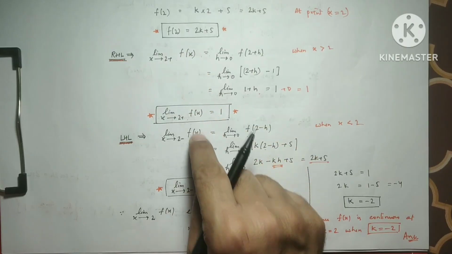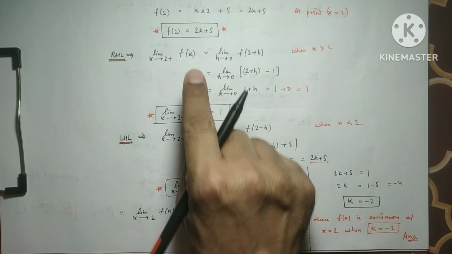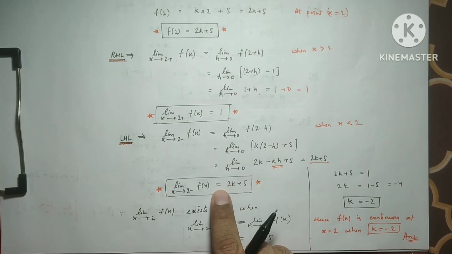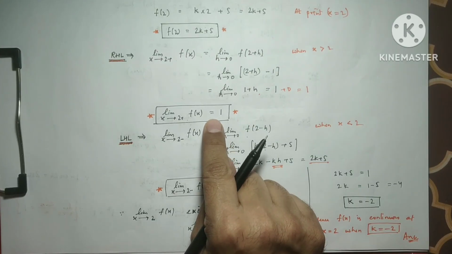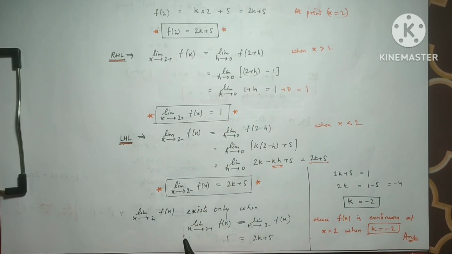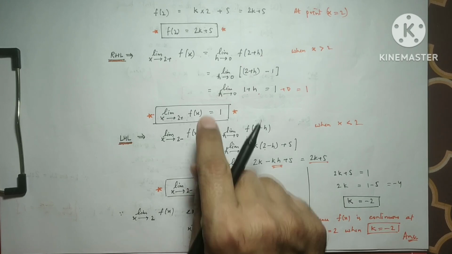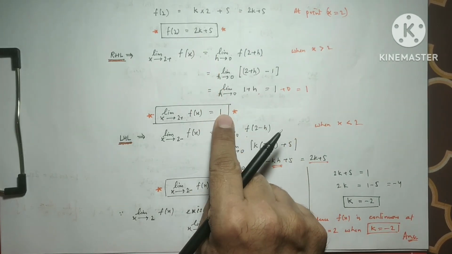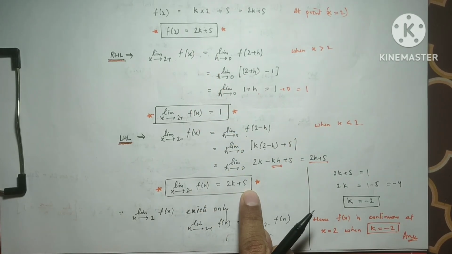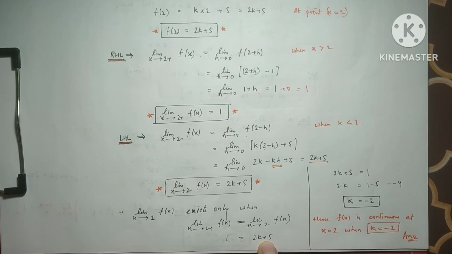So we have all the three values, in which the point value and left hand limit are equal and the right hand limit is 1. So we know that the function is continuous only if the right hand value equals the left hand value. The right hand value is 1 and the left hand value is 2k plus 5. So we put 1 equals 2k plus 5.